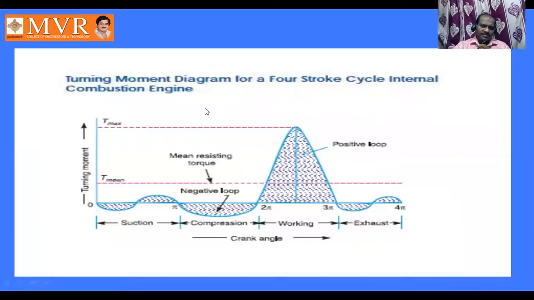4-stroke internal combustion engine. T maximum here. This is at 90 degrees. We have a suction stroke, we can observe this one. So the probable value will be 44 degrees. From here, a negative slope is there. This is called compression. From 2 pi to 3 pi, that is from 180 to 270, we have once again a power stroke here. From 3 pi to 4 pi, it is once again the form of a cycle.